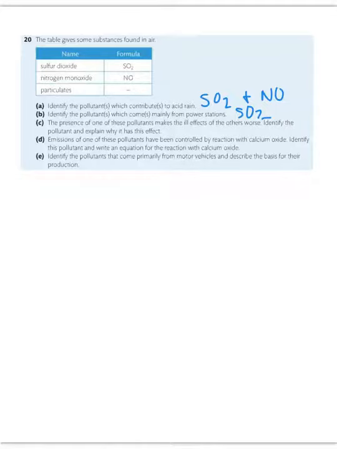The presence of one of these pollutants makes the ill effects of the others worse. Identify the pollutant and explain why it has this effect. In the case of letter C, they're talking about the particulates because the particulates act as a catalyst. And as you know, a catalyst speeds up the reaction rate, so it will definitely make the production of the secondary pollutants like the HNO3 happen more quickly than if there weren't particulates available in the air.